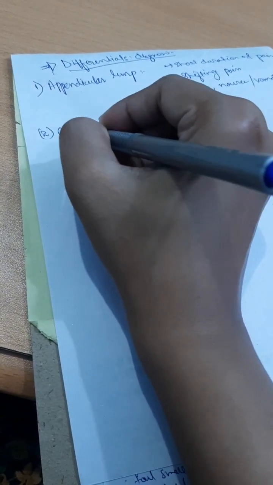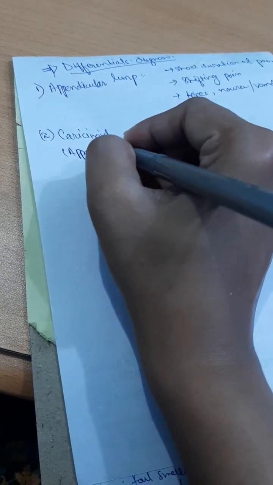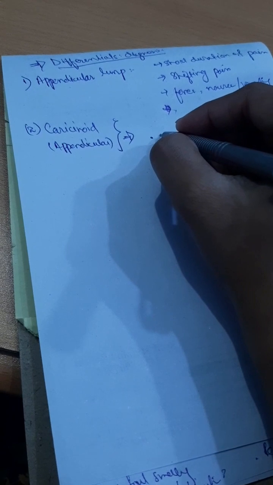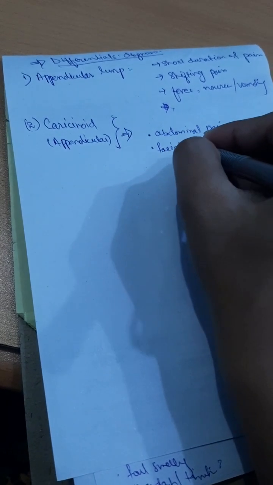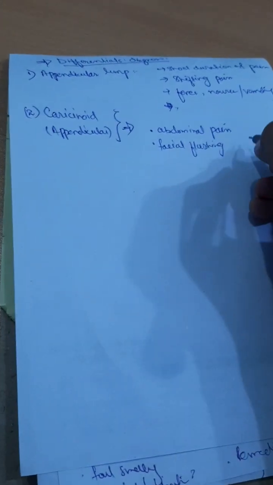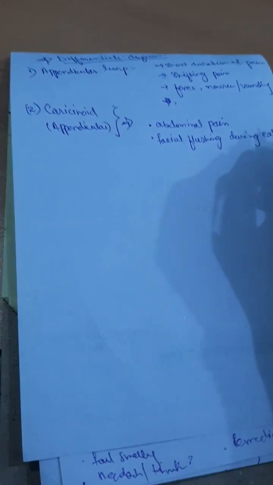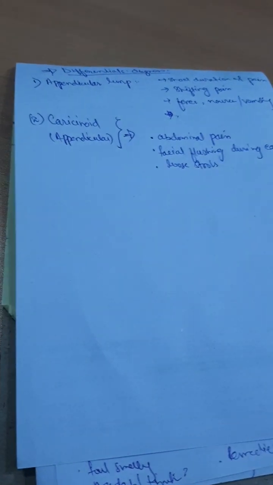Second would be carcinoid, appendicular carcinoid, because appendicular carcinoid is more common as compared to the ileal carcinoid. So ask about the abdominal pain, facial flushing during eating, and loose stools. So it's very important.